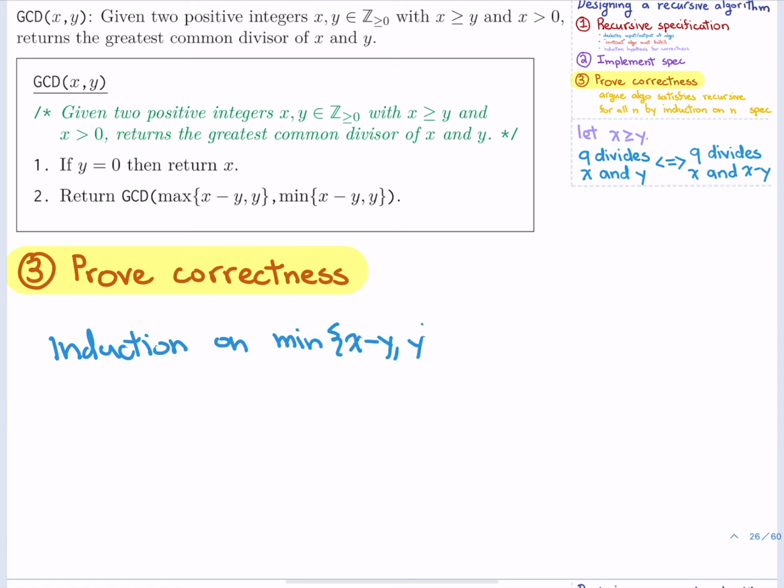So the one thing I'll point out that's a little bit awkward is that let's say x is 101 and y is 2, right? So in the next iteration you'll get 99 and 2. X minus y will be 99, y will be 2. The minimum won't change, right? So that's going to make a proof on the minimum a little awkward, because one recursive call to the next didn't actually change the minimum.